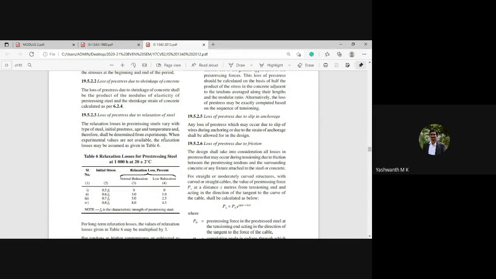Next, loss of pre-stress due to relaxation of steel. As we know, the relaxation losses in pre-stressing steel may vary with respect to the type of the steel, the initial pre-stress applied, the age of the steel, and the temperature at which it has been manufactured, and therefore shall be determined from experiments. So from the experiments, they are going to determine all these things. When experimental values are not available, the relaxation losses may be assumed based upon the table.